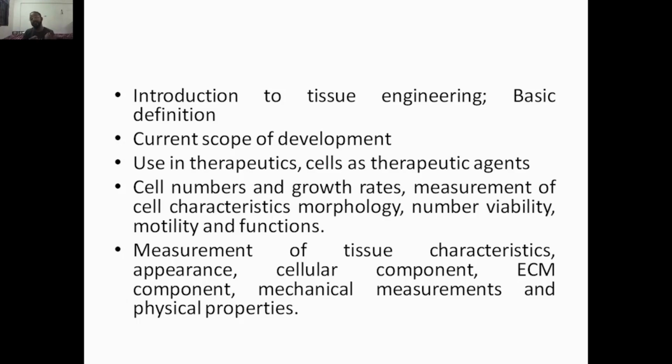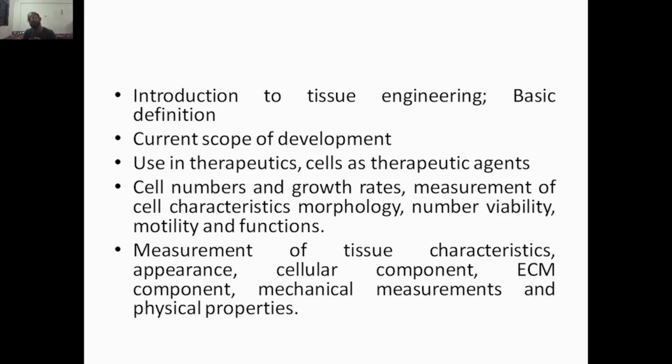Next, cell numbers and growth rates. We discussed the cell numbers of various organs like kidney, liver, pancreas, and the heart tissues. Then we discussed growth rates, and measuring growth rate, as different tissues will grow at different rates. Some cells differentiate faster, some a little slower. That's why cell number and growth play a very important role. Then the measurement of cell characteristics, where we discussed morphology, cell viability, motility, and function. Motility is nothing but migration, right?